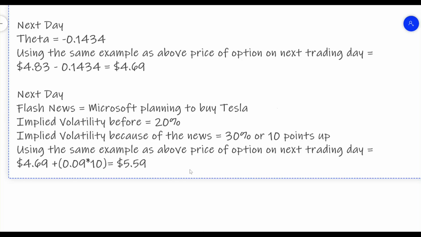So now we can calculate the price of the option on the following day after this news. From before, the price is $4.69 plus 0.09 cents for each point increase for Vega, times 10 because it went up 10%. So then the new option price is $5.59.